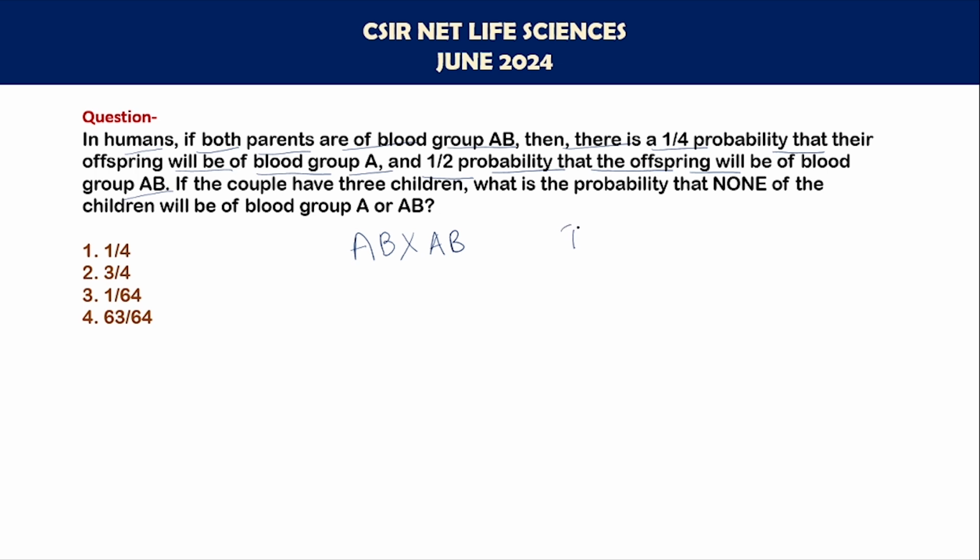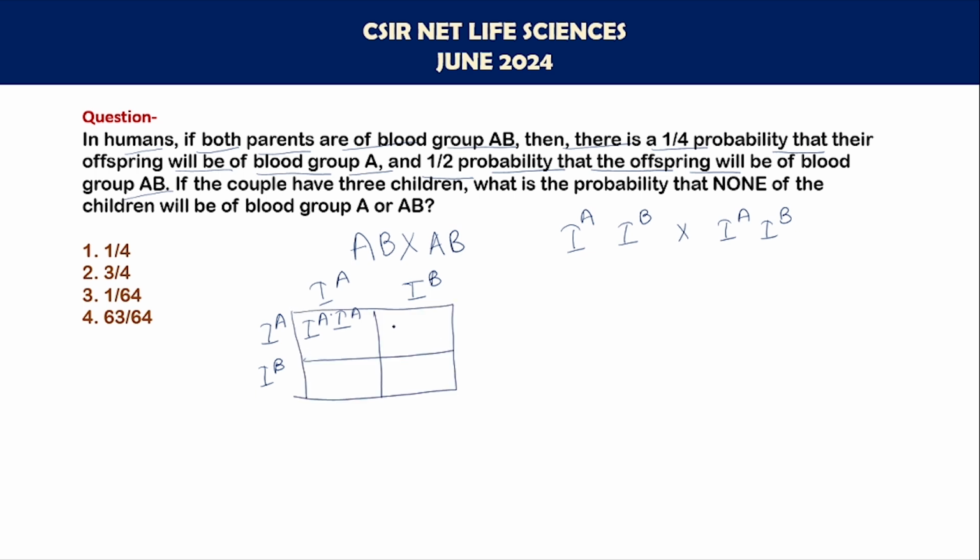Okay, so in our genetics, in our life science, we have studied that the alleles are written like this. So I have written here IA, IB, this is one parent and this is the other parent. So when we cross this, we get IA, IB and IA, IB. Let me make a box first. Now here IA, IA, then IA, IB, and here IB and IB.